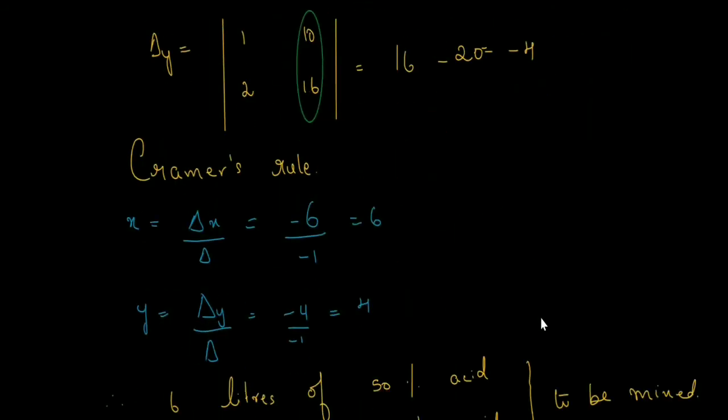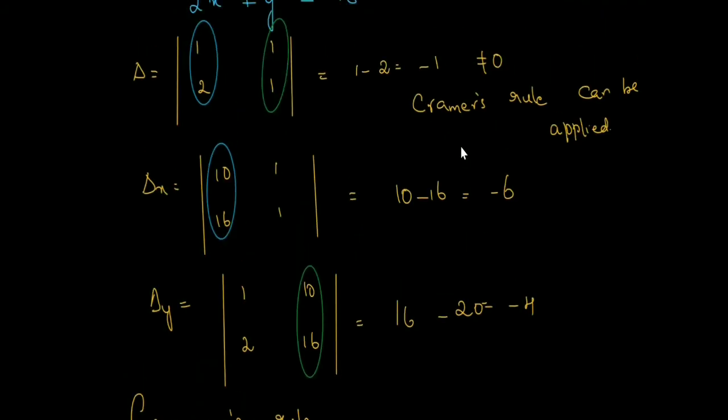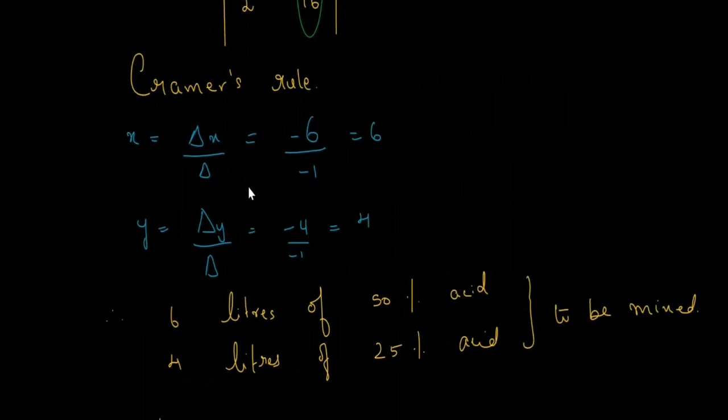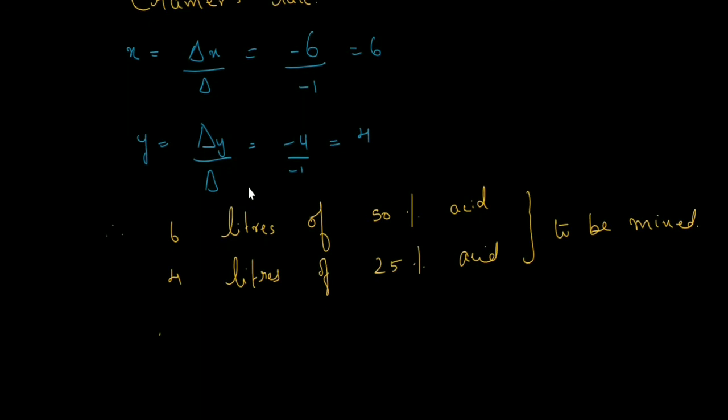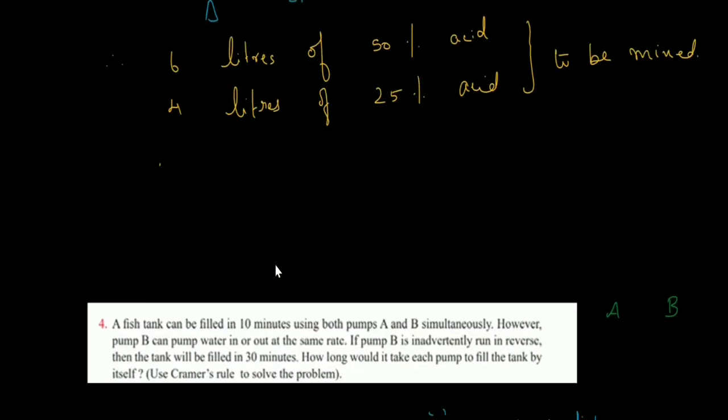By Cramer's rule, x is equal to delta x by delta, that is minus 6 by minus 1, which is equal to 6. Y is delta y by delta, minus 4 by minus 1, which is equal to 4. So 6 liters of 50% acid and 4 liters of 25% acid should be mixed to get 10 liters of 40% acid. Now we'll move on to the next question.